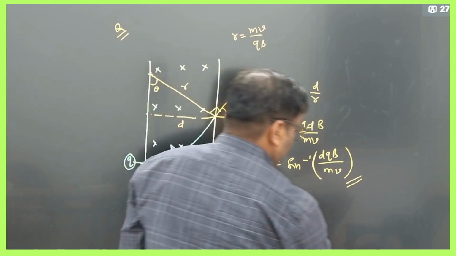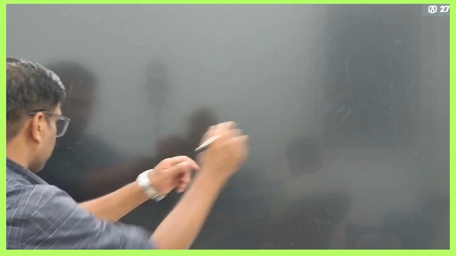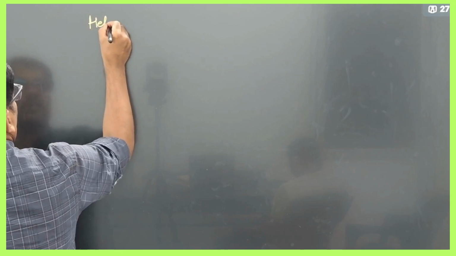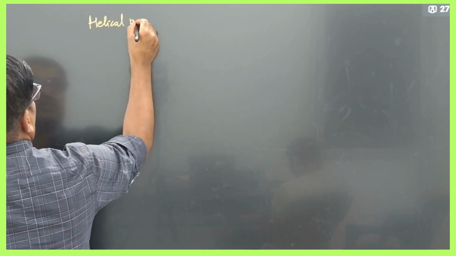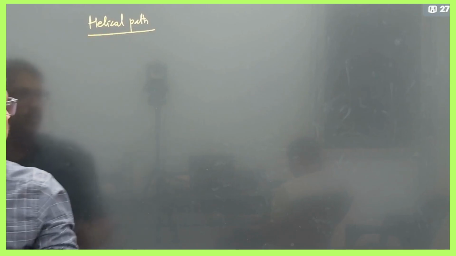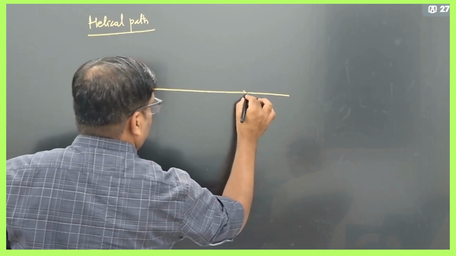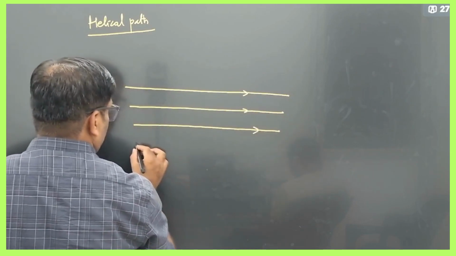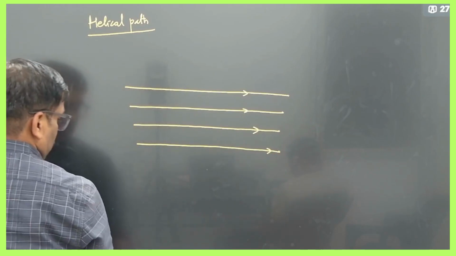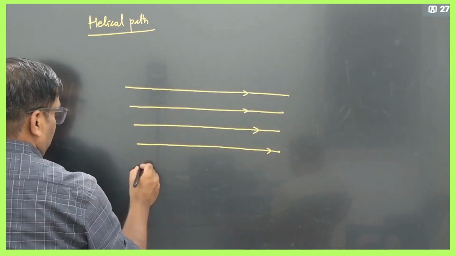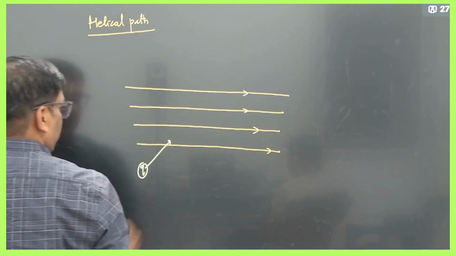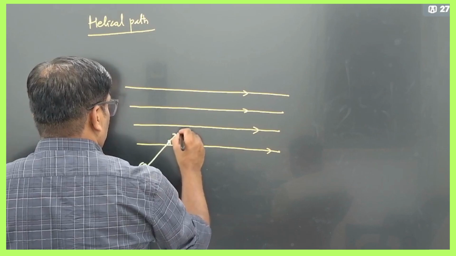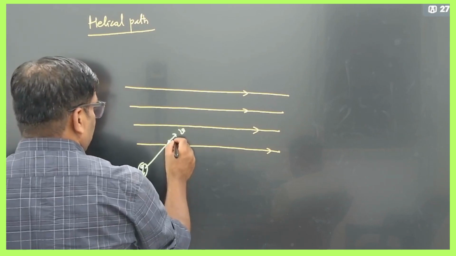Now one more concept we will discuss here, that is the helical path. Suppose there is a magnetic field in the horizontal region here. There is a particle of charge q entering here with some speed v, making a certain angle theta.